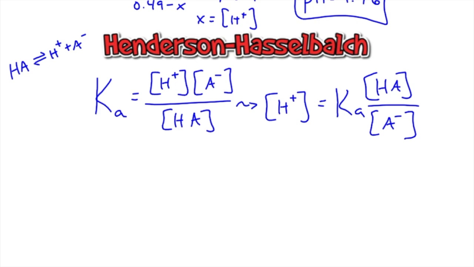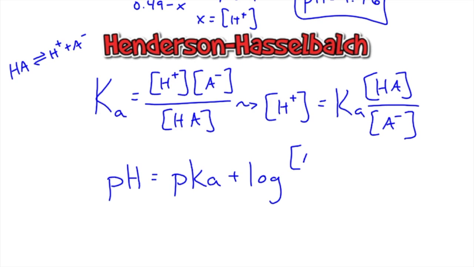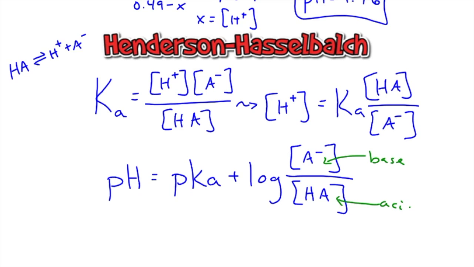So if I look at that, what if I take the P of everything, so the negative log of everything? So negative log of H plus becomes pH. Right? Negative log of Ka becomes pKa. And because I'm multiplying that with log, it becomes an addition. So this becomes log of. It ends up flipping. You don't need to know that, but it does. And then I end up with that relationship. So this basically would then say that my base is on top, my acid is on the bottom.